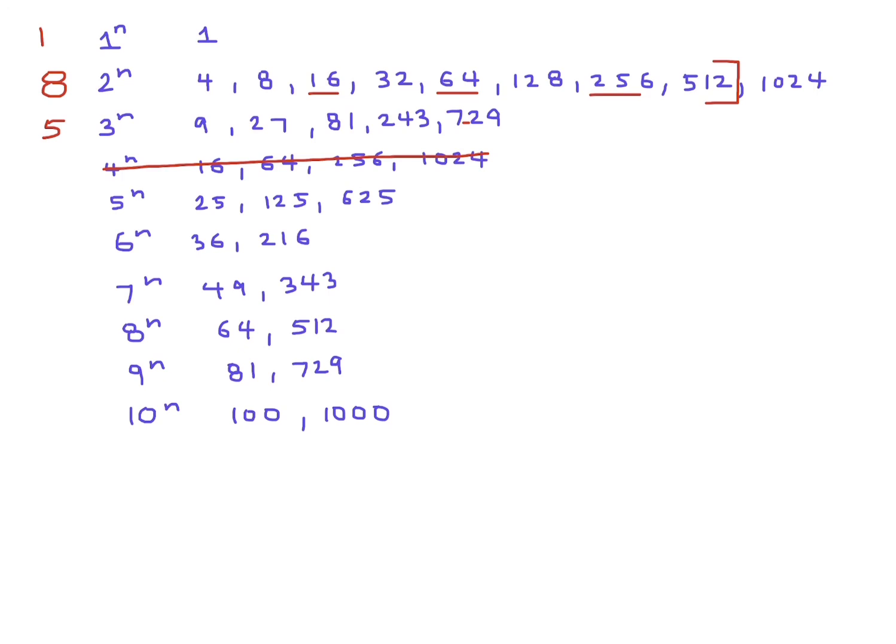5 to the power of n, I've got 3 unique ones. 6 to the power of n, 2. 7 to the power of n, 2. 8 to the power of n, they've already been counted, so I'm going to cross those out. 9 to the power of n, also counted up here, so I got to cross those out. 10 to the power of n, I've got 2 unique ones. All right, so let's continue with this list.